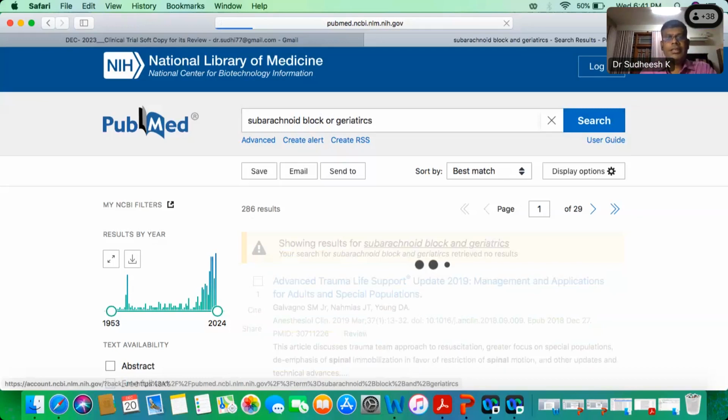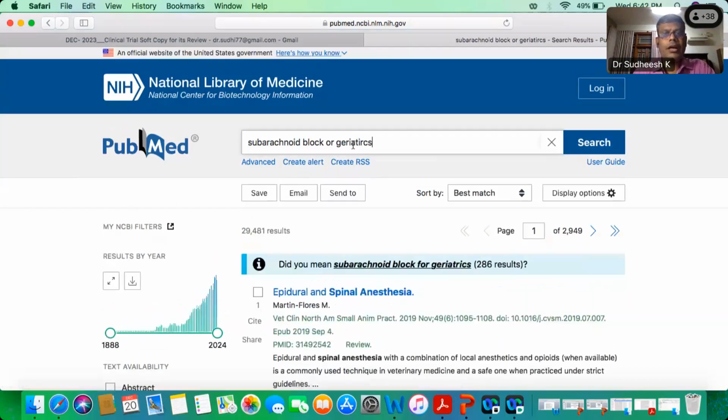If I put subarachnoid block OR geriatrics, you can see the number of results. It is 29,481. This will look for all those articles which have subarachnoid block as well as geriatrics. It's not necessary that both be in the same article; if either one of them is there, it will show those articles.